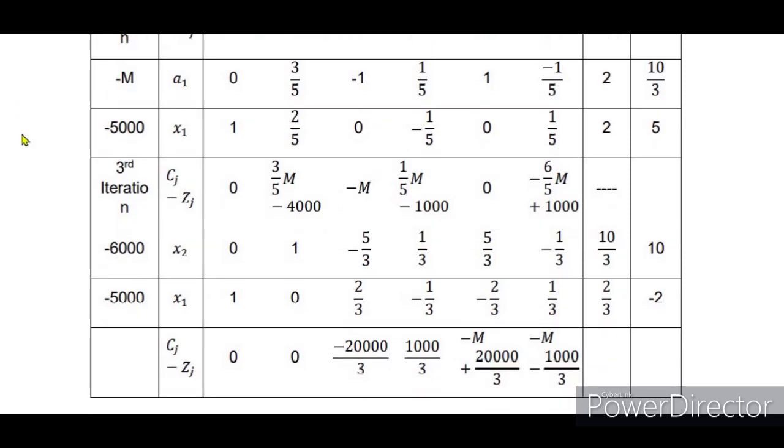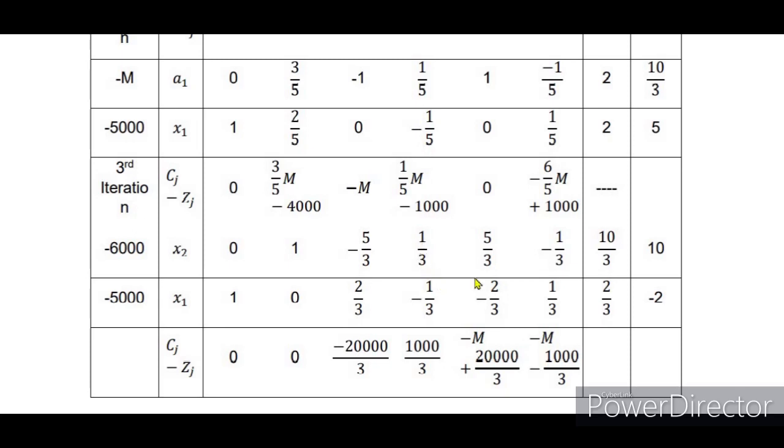So now we can solve for the theta. Okay? To solve the theta, first find the highest positive value in the Cj minus Zj. Okay, so the highest positive value is 1,000 over 3. It is under the column of x sub 4. Okay, so we will use the elements under x sub 4 to compute for our theta.